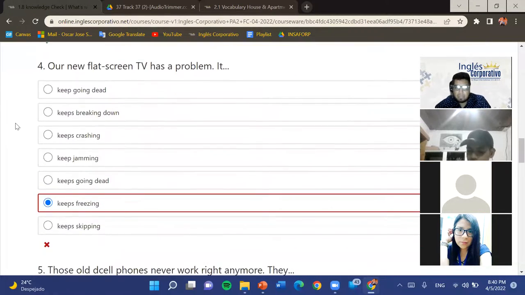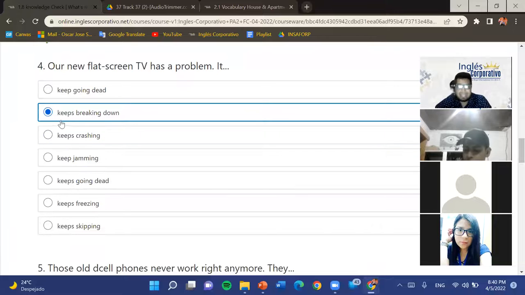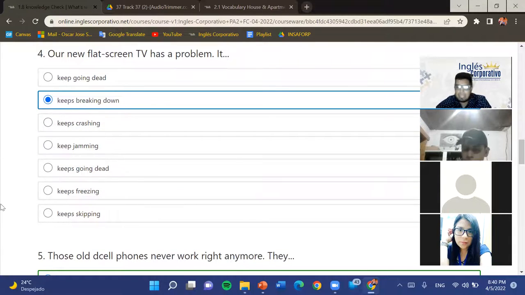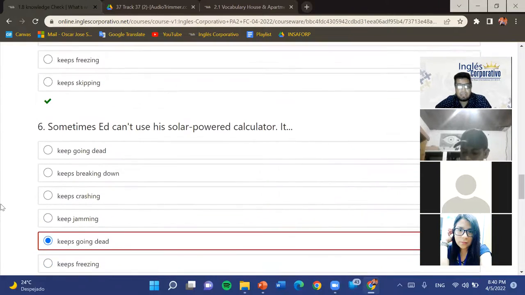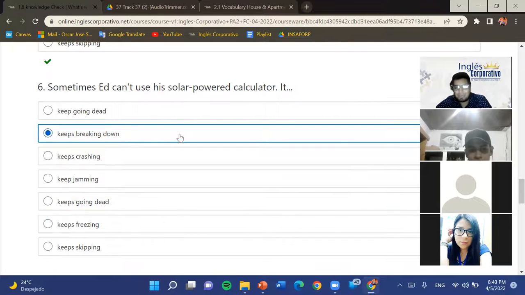All right. So, the next one up. Our new flat screen TV has a problem. Yes, it can happen that a TV can freeze, but normally when TVs are having issues, we will be saying that once again, it keeps breaking down. Sí, otra vez, o sea, se está arruinando. So keeps breaking down. Now, for number 6, sometimes Ed can't use his solar power calculator. And once again, we're gonna take keeps breaking down.